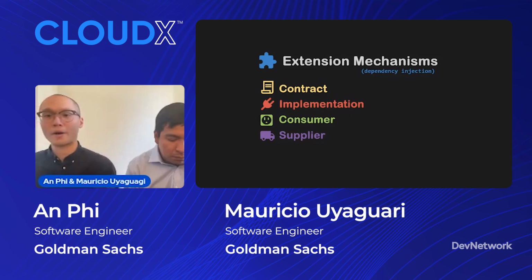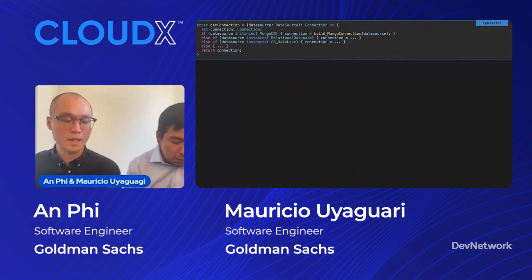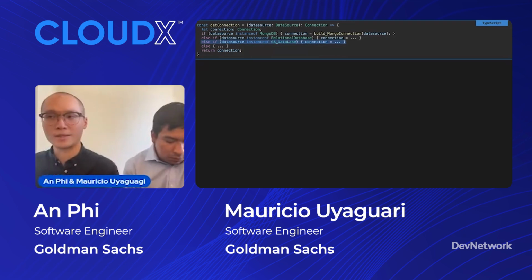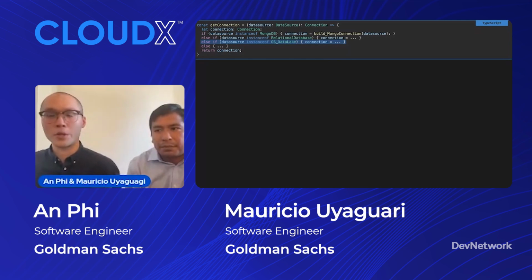Because this is a code pattern, what better way than to just show you the code as an example? We have this bit of code right here that is used to get a connection from a data source. You give it a data source, and it will try to give you a connection. There's a problem with this code though. Look at this: we have a reference to this thing called GS data lake. Essentially that is the Goldman Sachs data lake, which is a proprietary concept that we don't want to open source. So how do we use the extension mechanism to get rid of this?